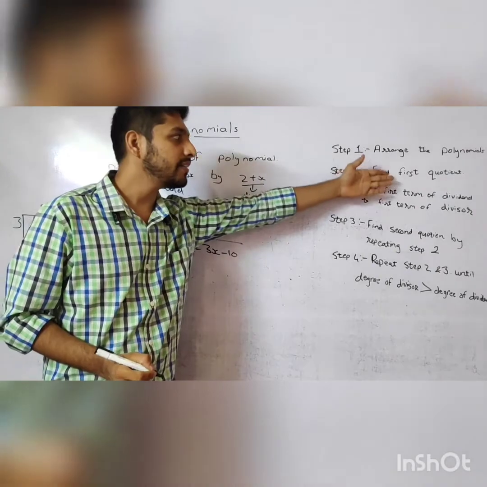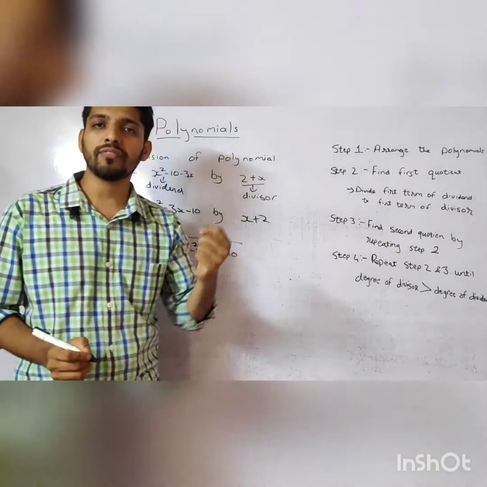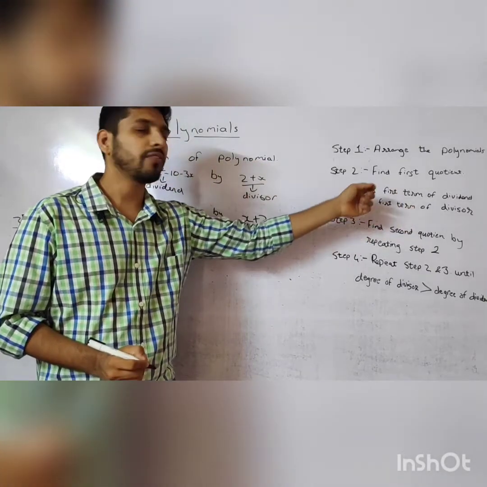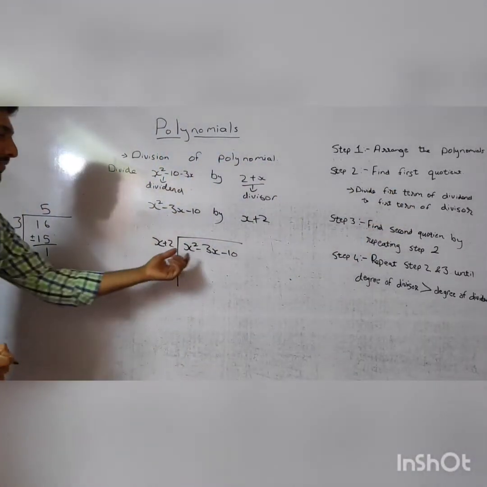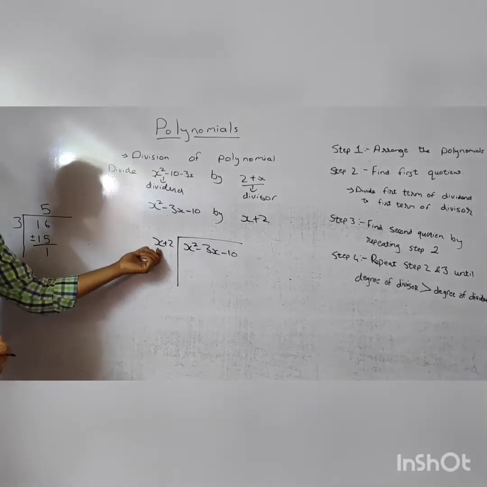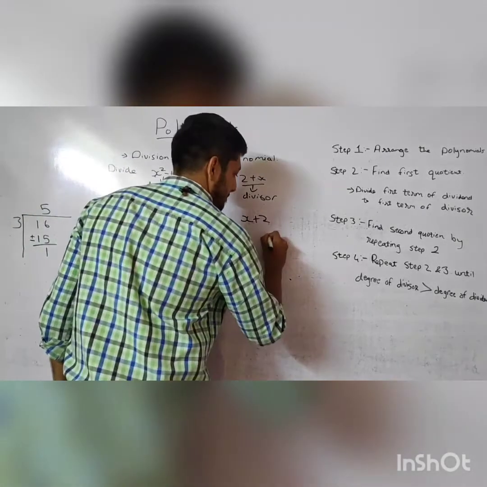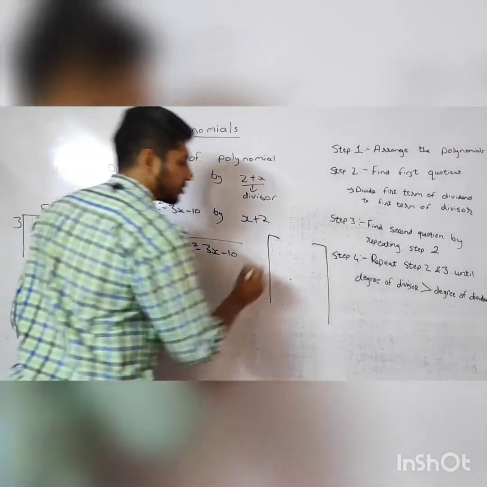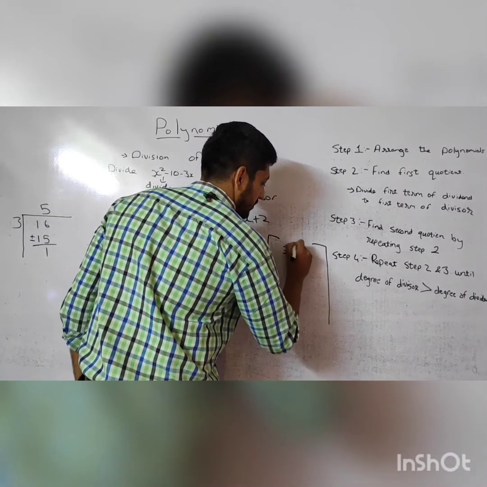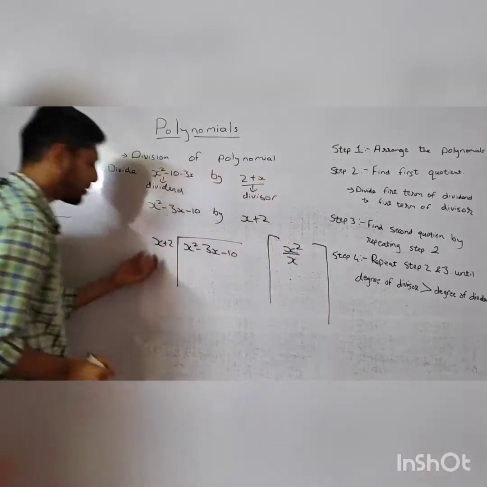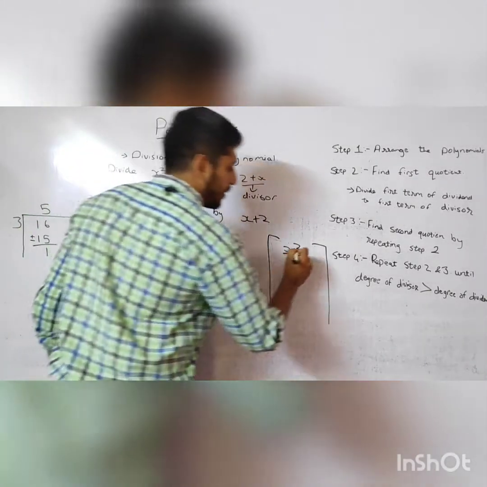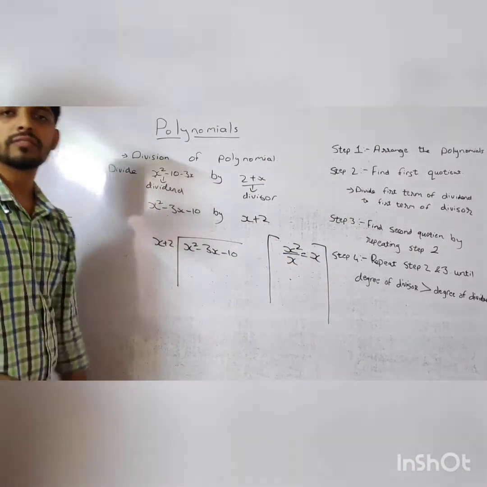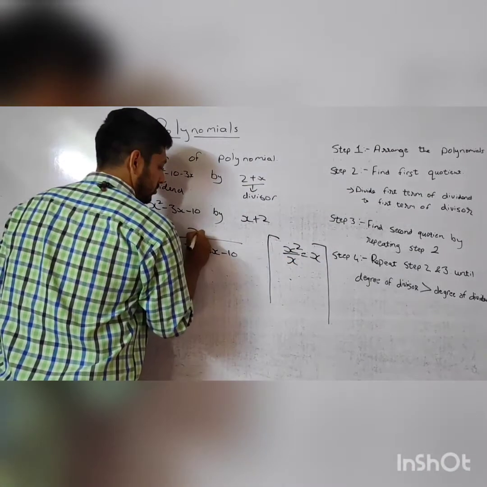Next step is find the first quotient. To find the first quotient, what do we need to do? Divide the first term of dividend by the first term of divisor. What is the first term of dividend? X square. X square divided by x, that is the first term of divisor. What will be my answer? Answer will be x. And this x will become my first quotient. So I'll write x over here.